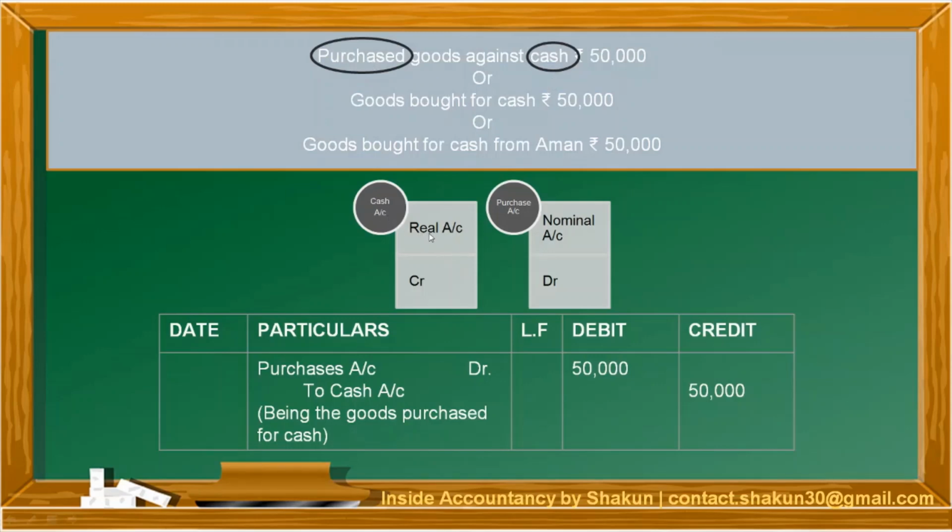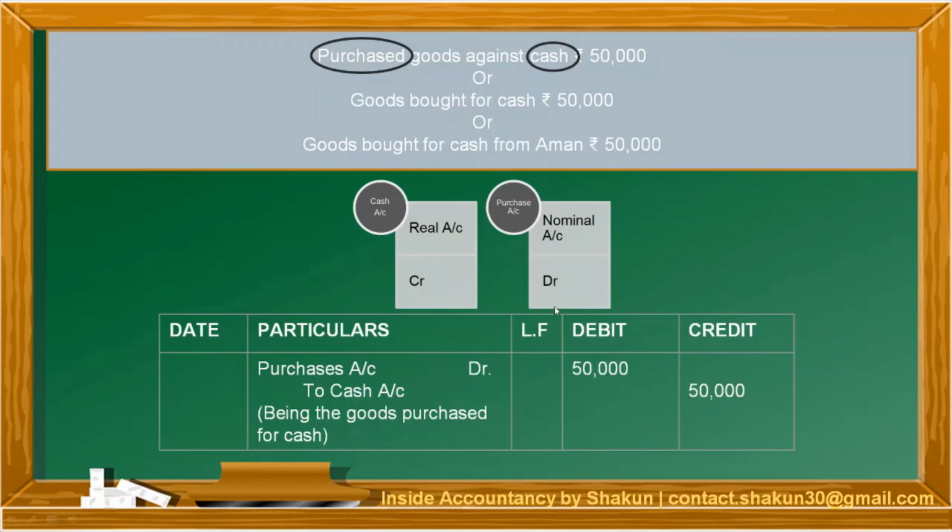Cash, as you know, is a real account and purchases is a nominal account. Apply the rule of real account: debit what comes in and credit what goes out. Since we are purchasing, cash is going out, therefore it is to be credited. And for purchases, the rule of nominal account is: debit all expenses and losses, credit all incomes and gains. So purchase is an expense, therefore it should be debited.